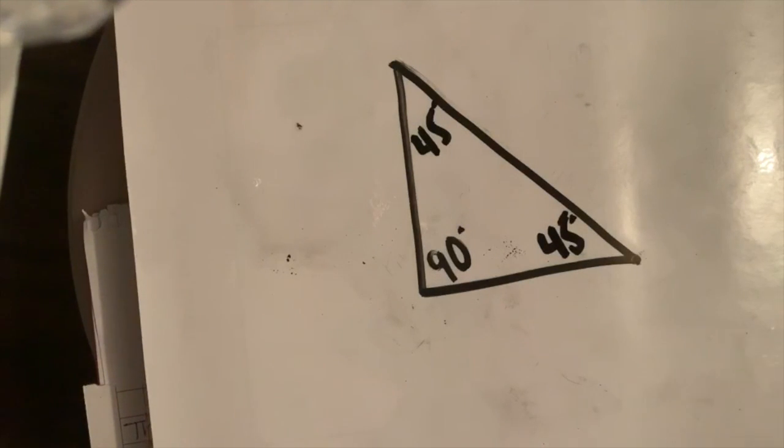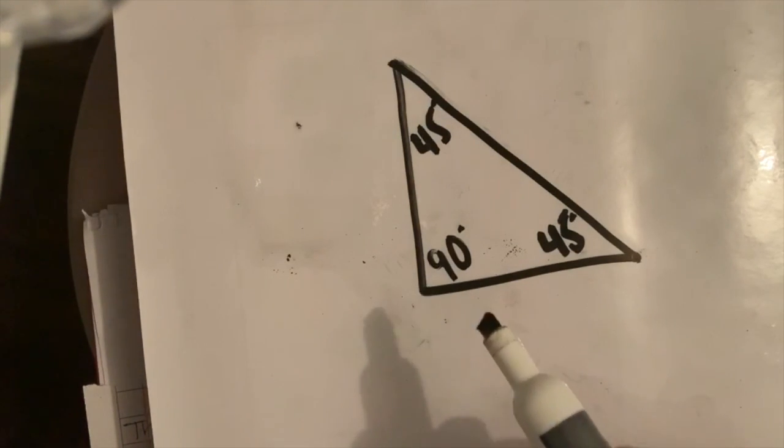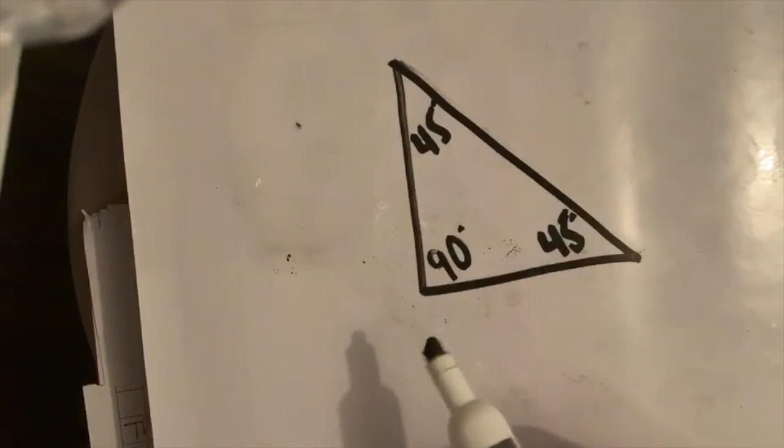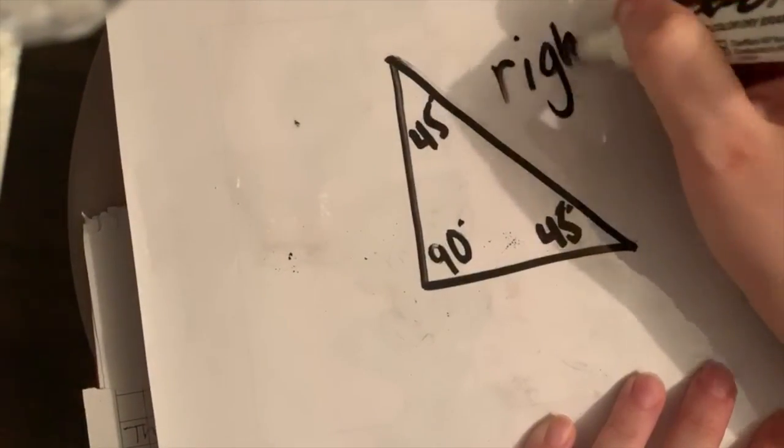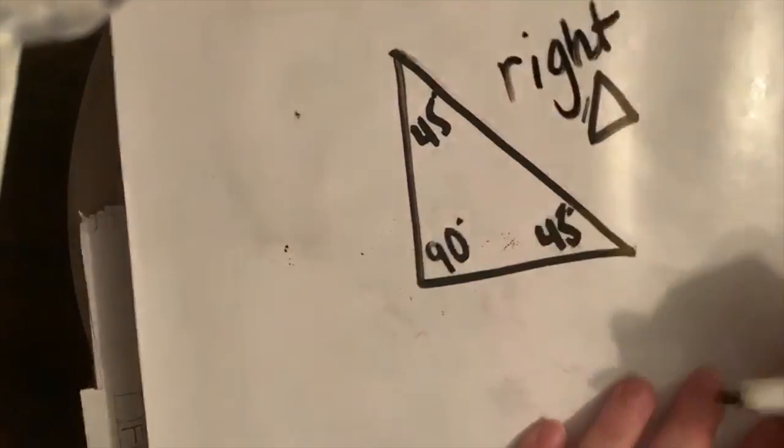Now, again, we're either looking for a right angle or an obtuse angle, because then we automatically know that it's right or obtuse. So right here, I see the 90 degrees. Automatically, I don't even have to worry about these two. I see the 90. I know that this is a right triangle. So right triangle. Okay?